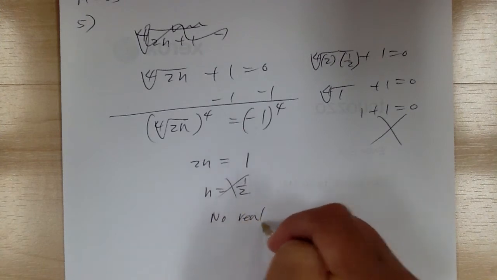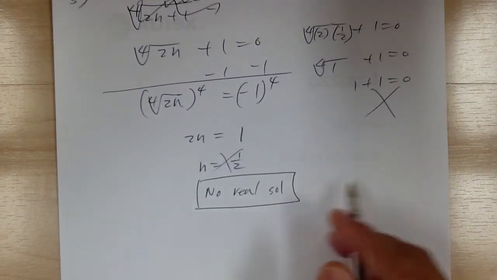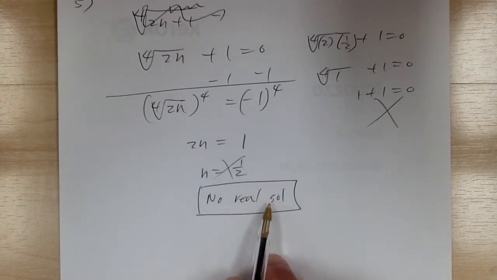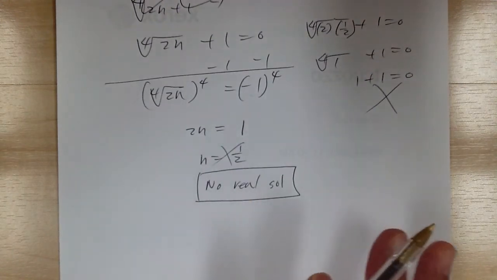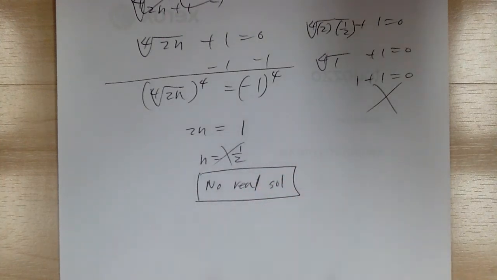So the answer would be no real solution. Okay, because sometimes, later when you learn about imaginary numbers, you can have imaginary solutions. But right now we haven't gotten to that yet. We only deal with real numbers, so right now there will be no real solution. Okay.